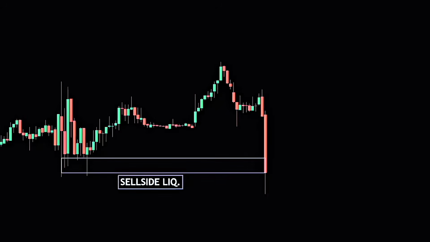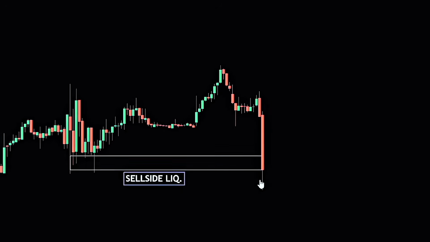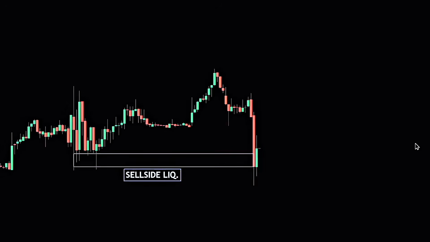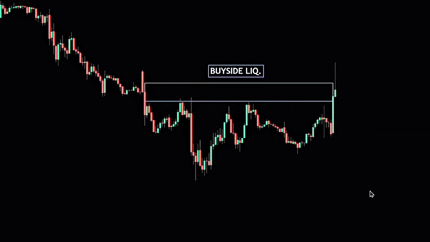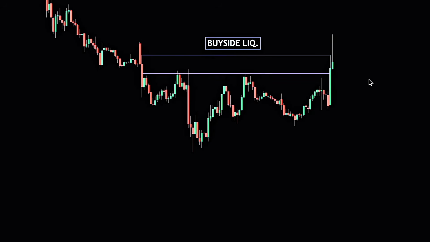Let's dive into what happens when the market sweeps the liquidity zones and how you can use that to your advantage. Picture this. When the price hits a sell-side liquidity pool, it usually spikes upward. On the flip side, when it taps into a buy-side liquidity, it tends to drop.